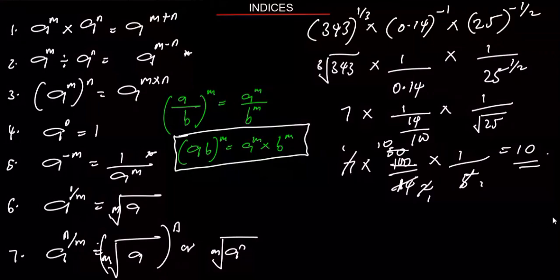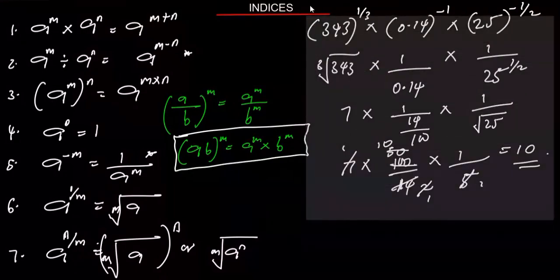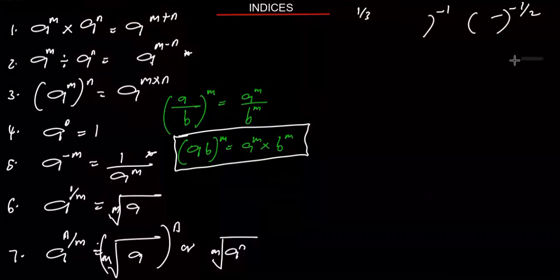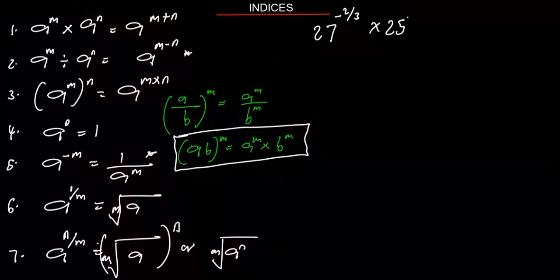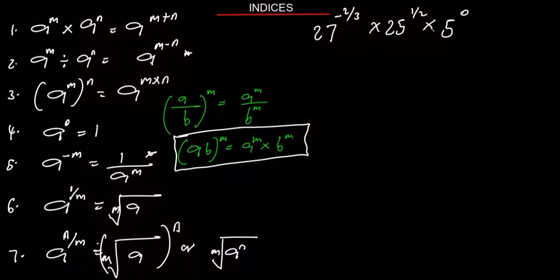Next question. If I have 27 to the power of minus 2 over 3 times 25 to the power of 1 over 2 times 5 to the power of 0.